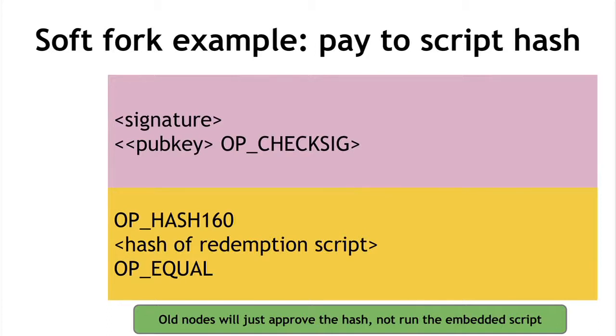They see this script as really simple. All it's doing is hashing this one data value and checking to see if it's equal to the value specified in the output script. The old nodes never do that second step of verification in pay to script hash, where they then check to see that that value before being hashed runs as a valid script.